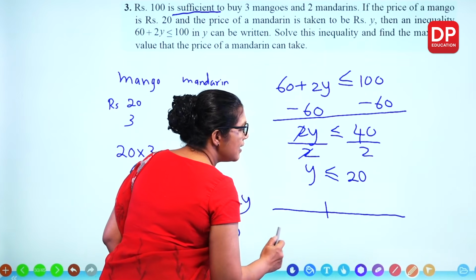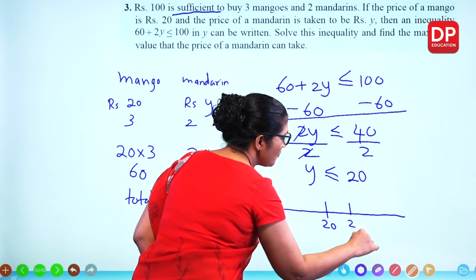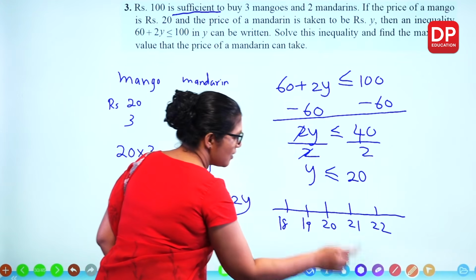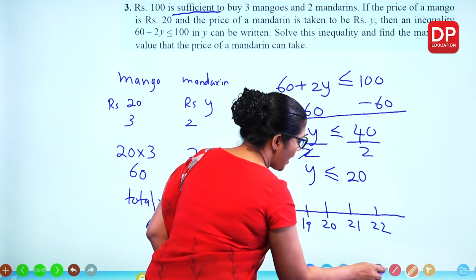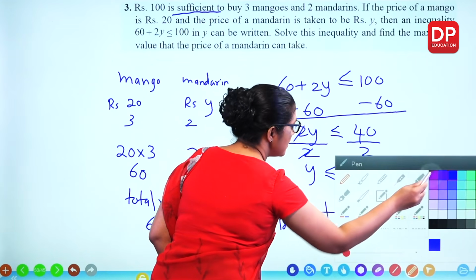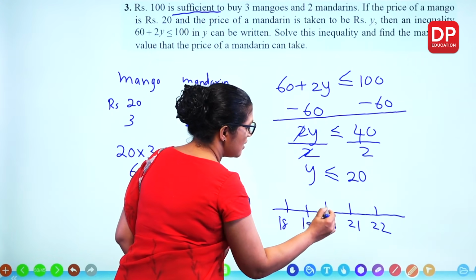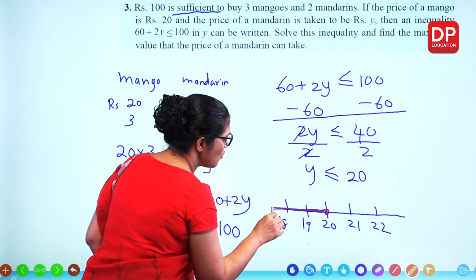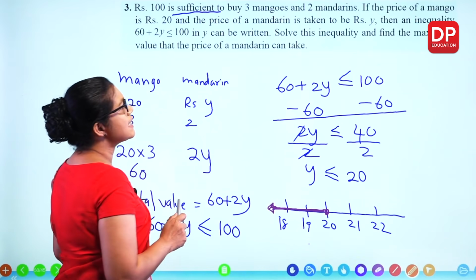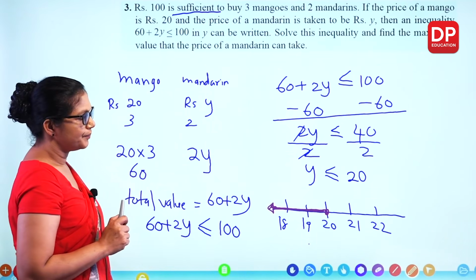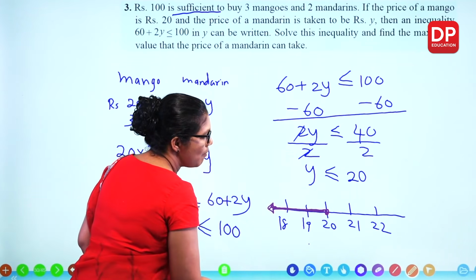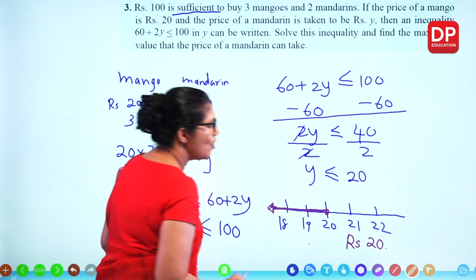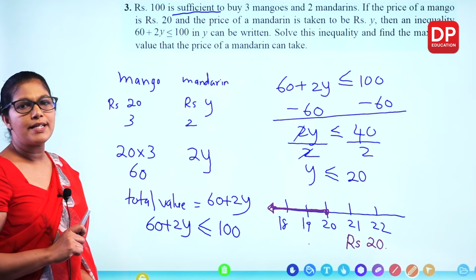If you take the number line, what can we say? 20 is included. So you can mark 20 with a solid circle, and this one is less than or equal, that means to the left. So what is the maximum value? This is the maximum value. So 20 rupees is the maximum value for one mandarin.